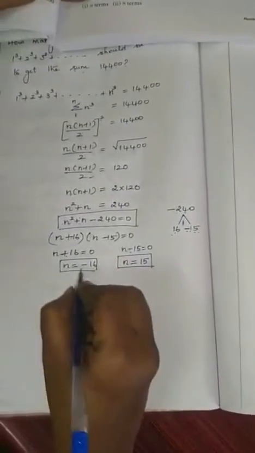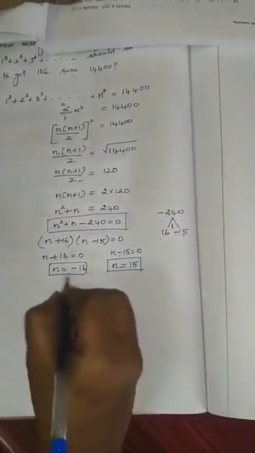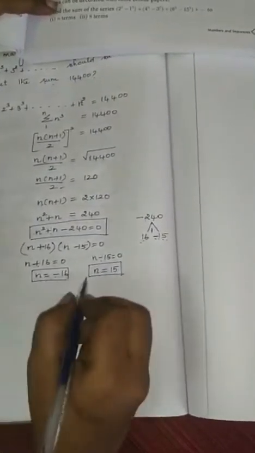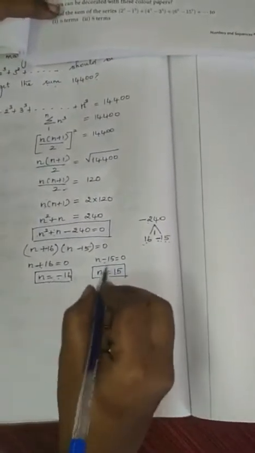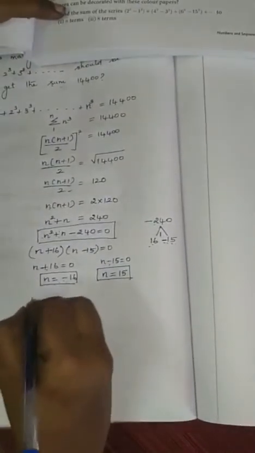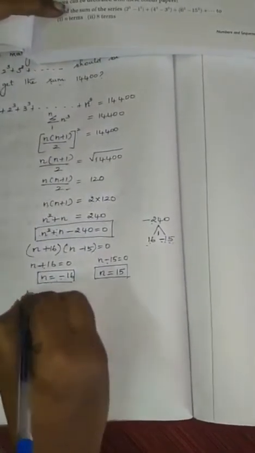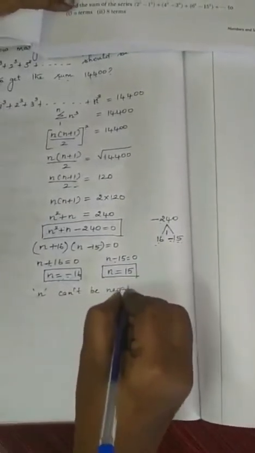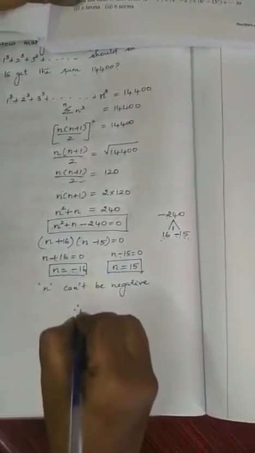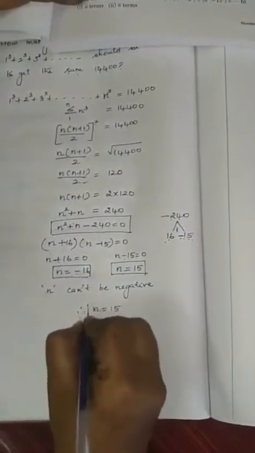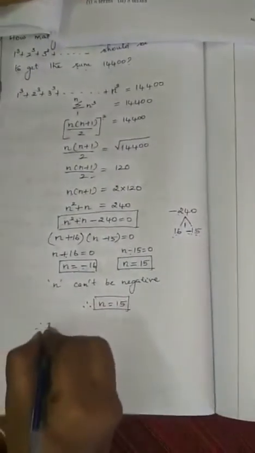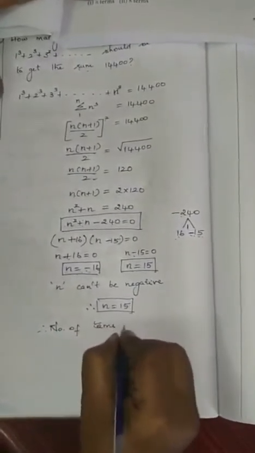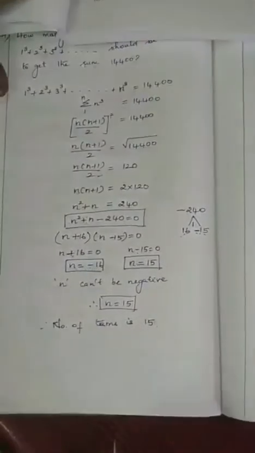Now see here, we have arrived at two values for n. This value of n is negative. The number of terms cannot be negative. So we should take the positive value. What will you write? n can't be negative. Therefore n is equal to 15. This is the answer. Therefore the number of terms is 15.